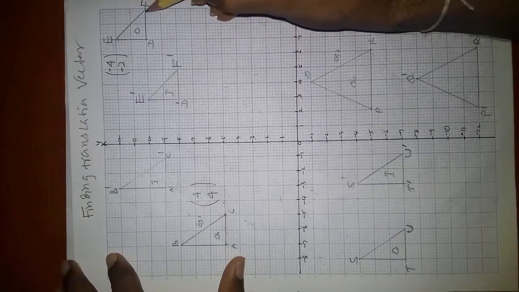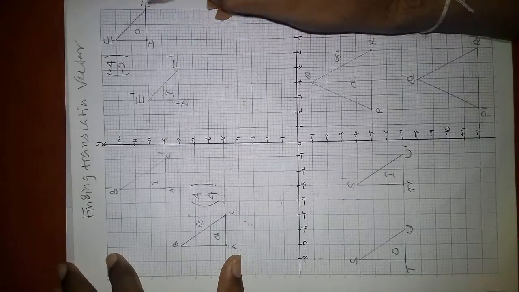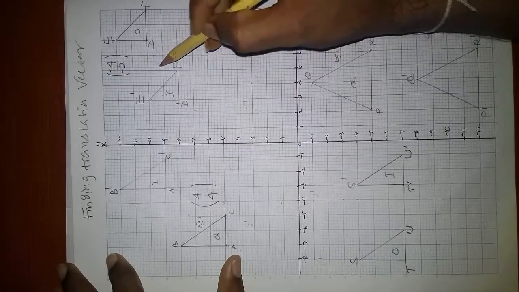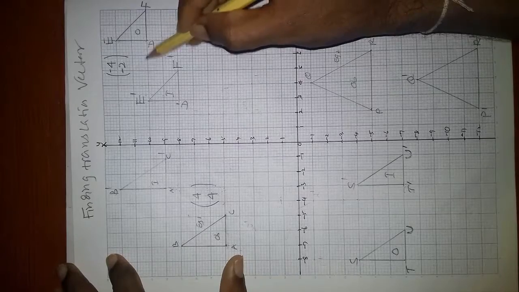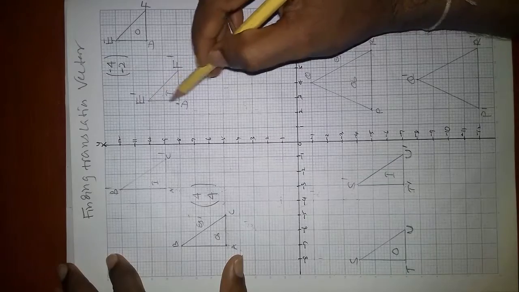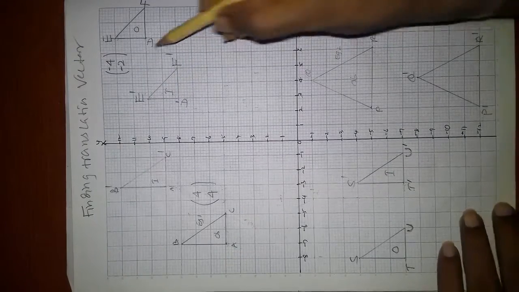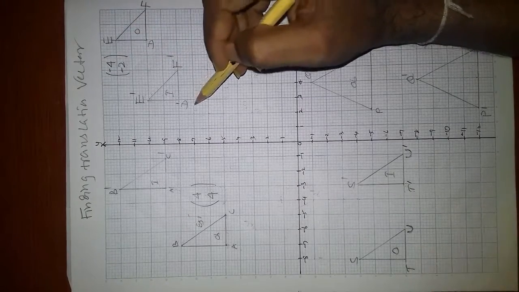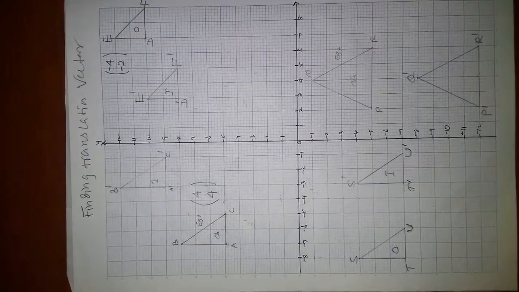Now we will consider this pair of corresponding object and image points, F and F dash. 1 2 3 4, yes, 4 units leftward. 1 2, yes, 2 units downwards. Take this D. 1 2 3 4, 1 2. See, 4 points leftward, 2 units downwards. That's right. Now the translation that translates triangle DEF onto D dash E dash F dash is (-4, -2). We found the translation vector there.